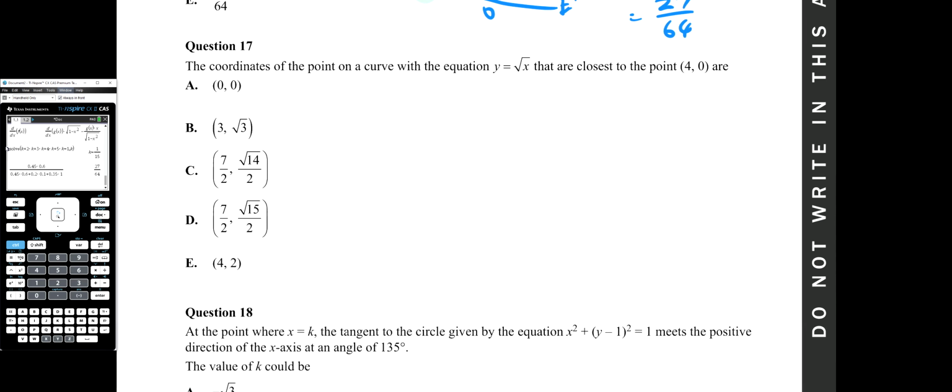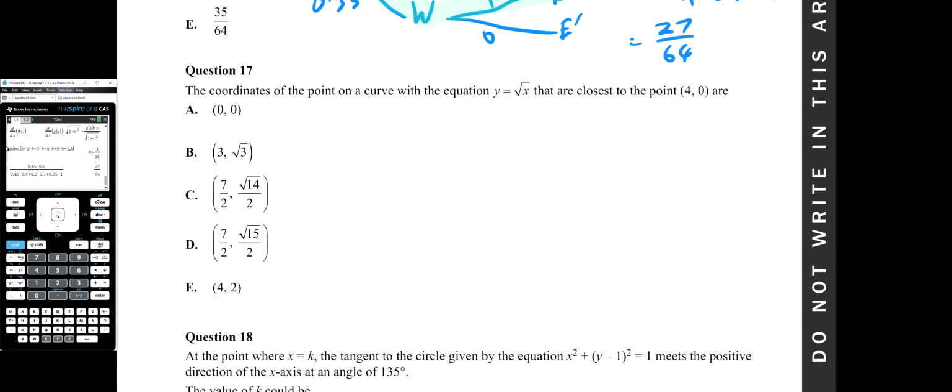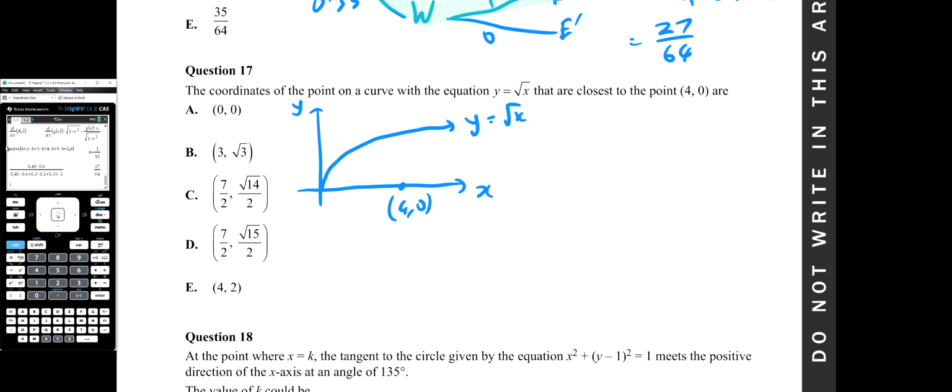Perfect. Not too many to go. So question 17. The coordinates of the point on a curve with equation y equals root x that are closest to the point 4, 0. The best way to do this is to simply sketch a very rough graph to understand what is actually happening. So y equals square root x looks like this. That's y equals square root x. And the point 4 comma 0 is about here, 4 comma 0.